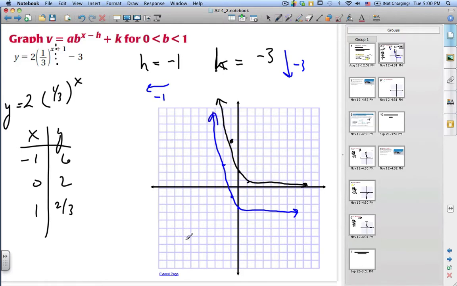Okay, and again, if we want to talk about range, y is going to be greater than or equal to negative 3. Similar to what we were doing with growth functions, the way you calculate the range is the same.